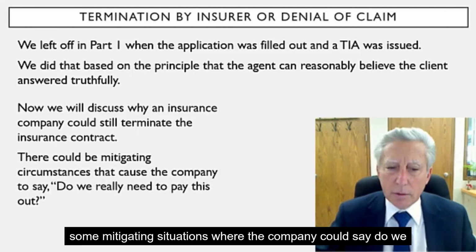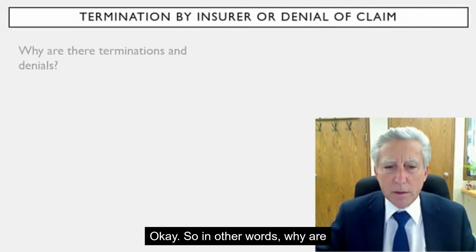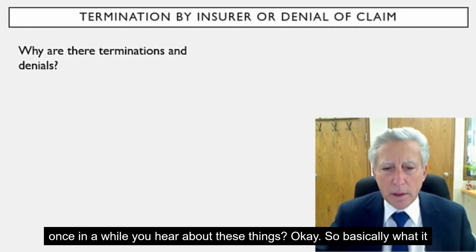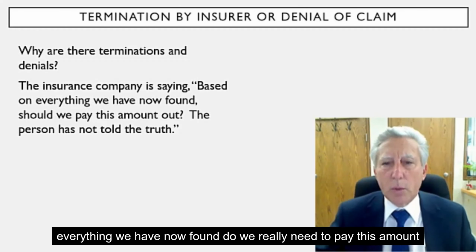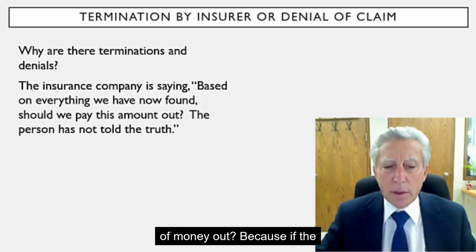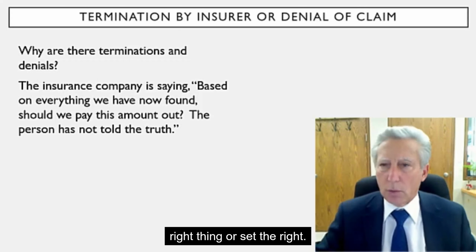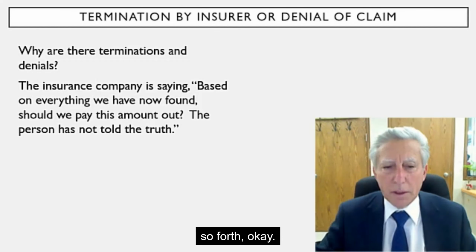There could be some mitigating situations where the company could say, do we really need to pay this particular claim given the current situation? Okay, so in other words, why are there terminations and denials for insurance companies? Every once in a while you hear about these things. Okay. So basically what it really comes down to is the insurance company saying, well, based on everything that we have now found, do we really need to pay this amount of money out? Because if the person has, in fact, not done the right thing or told us the truth and so on and so forth, okay?